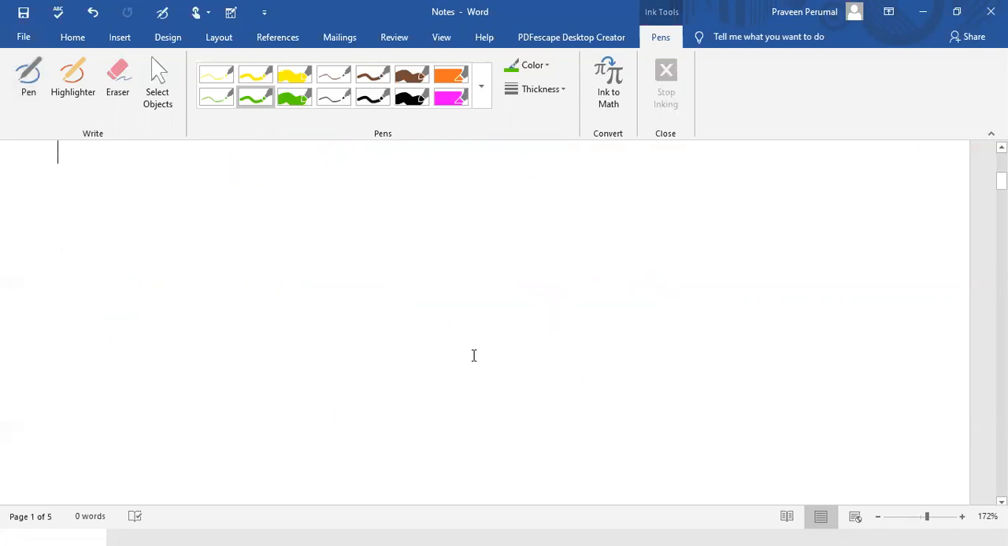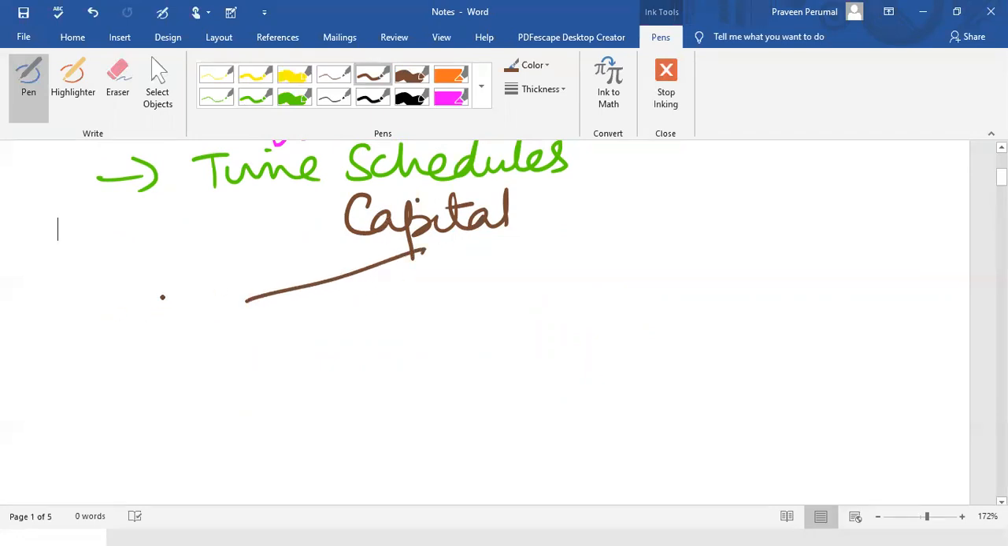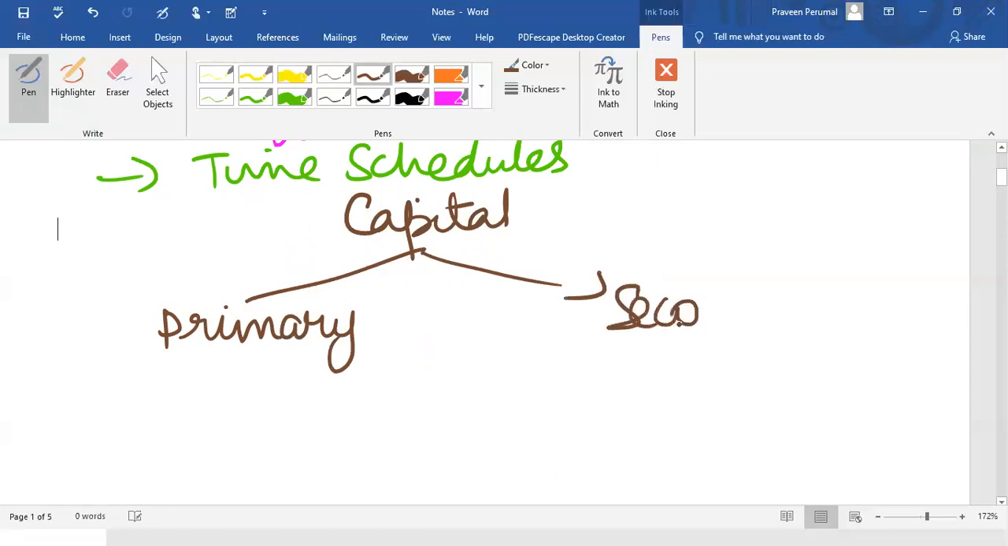Now, next important topic, this capital market has some bifurcations further. Capital market is further divided into two parts. What are they? Primary market and the second is secondary market.